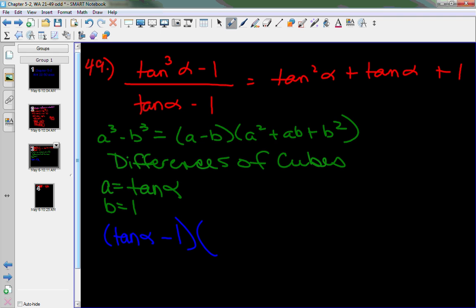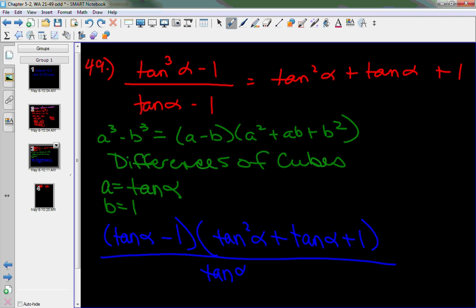That's going to be A squared. Well, what is A squared here? Tangent squared of alpha, plus what's A times B? Tangent. And then what's B squared? 1. All over my denominator, which is going to be tangent of alpha minus 1.